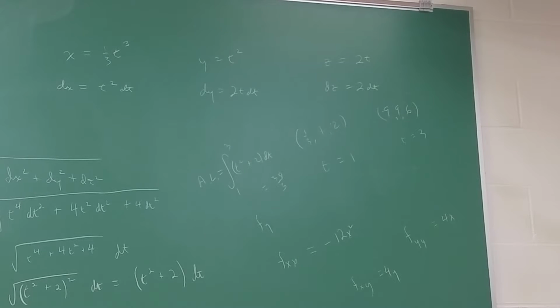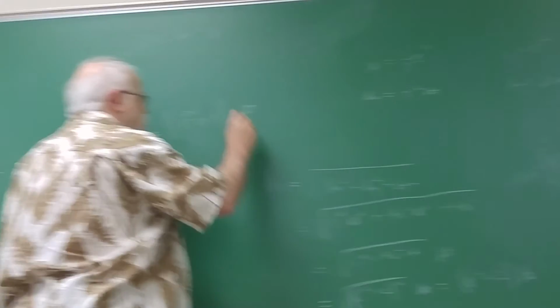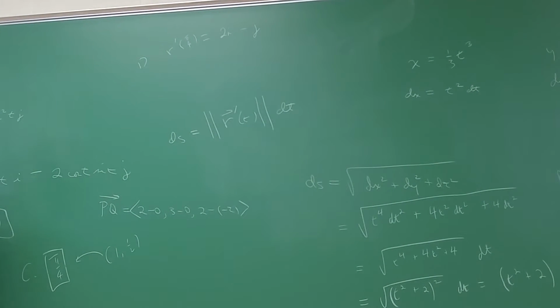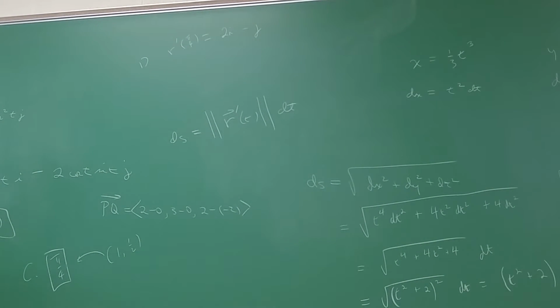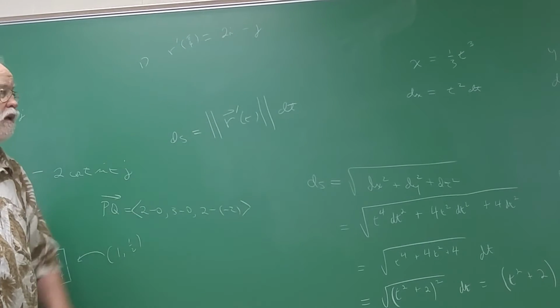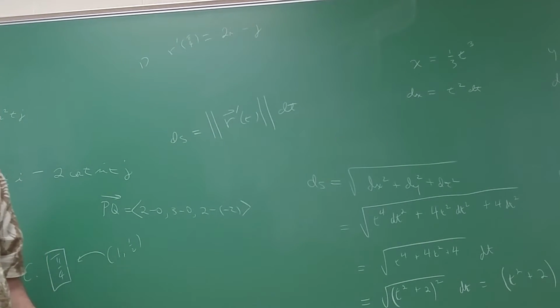The magnitude of a vector is the square root of the sum of the squares. When you work it out, you get this square root, which simplifies to the square root of t squared plus 2. And then ds, I didn't actually write down the magnitude, did I? But anyway, ds is this thing times dt. So you need to know that. And some of you wrote down magnitude of r prime of t, and then you never took a magnitude.